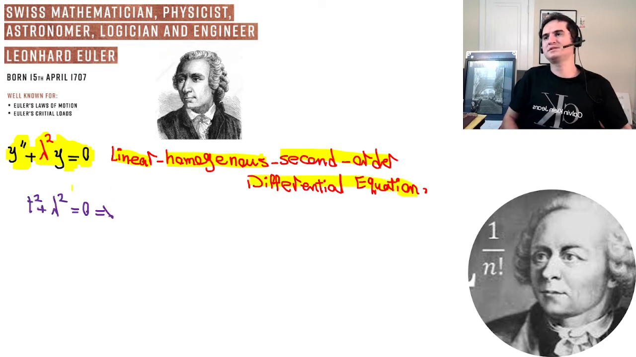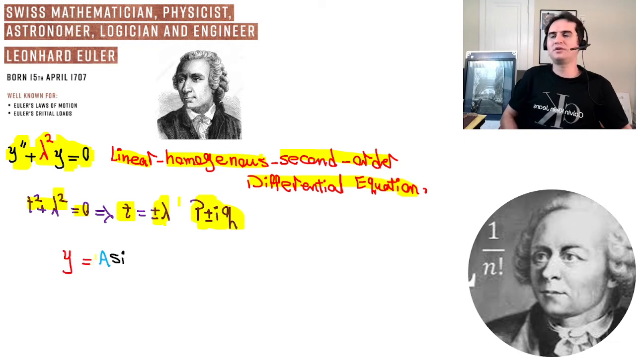So for solving this equation, the characteristic equation is t squared plus lambda squared equals 0. Both roots are plus or minus i lambda, which is of the form p plus or minus iq. The general form of the answer is A sine of lambda x plus B cosine of lambda x.